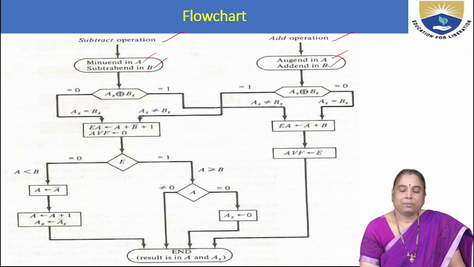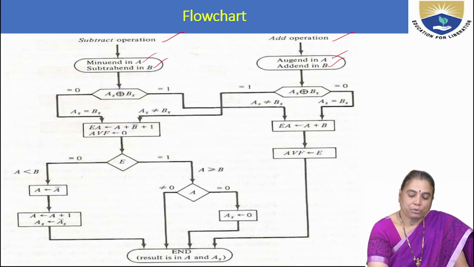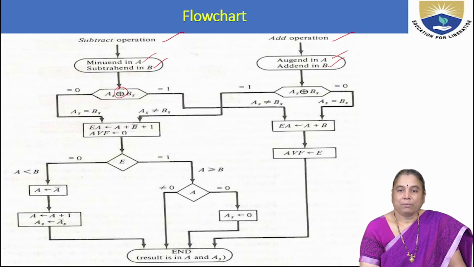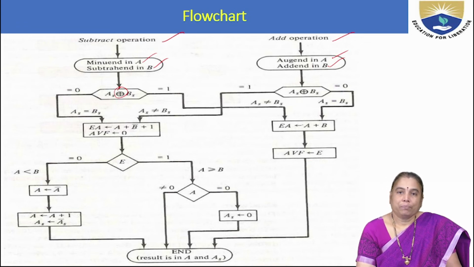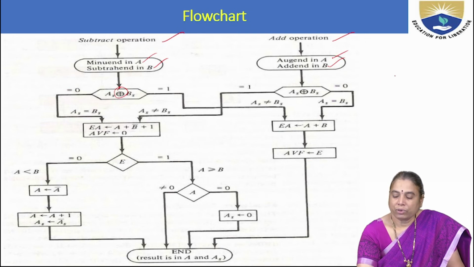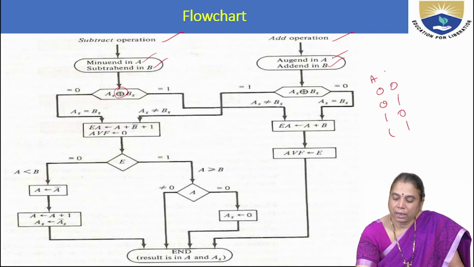After that, the signs of the two numbers are checked. This can be performed with the exclusive OR operation. The sign bits are stored in the corresponding flip-flops of the two registers A and B. So, these flip-flop values have to be compared with the help of the exclusive OR operation. The exclusive OR operation for the two possible combinations 0 0, 0 1, 1 0, 1 1.